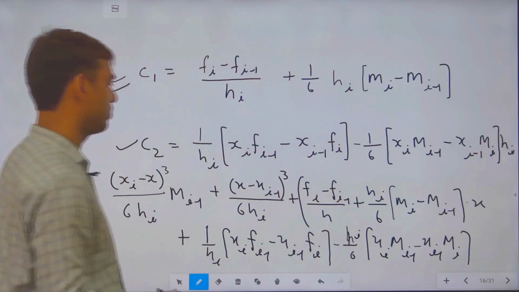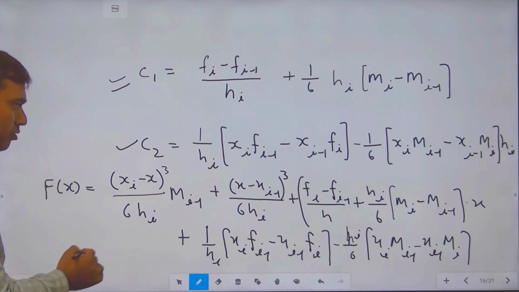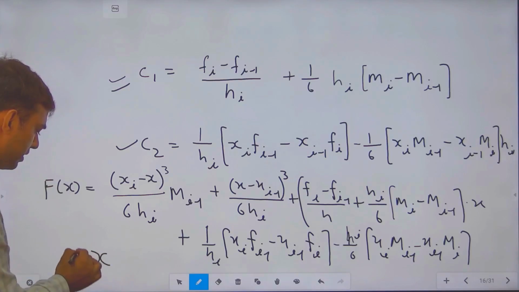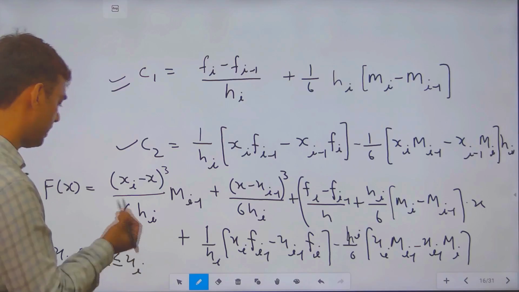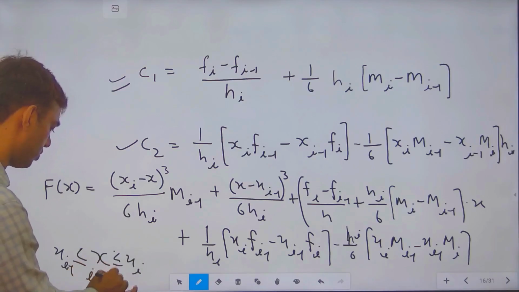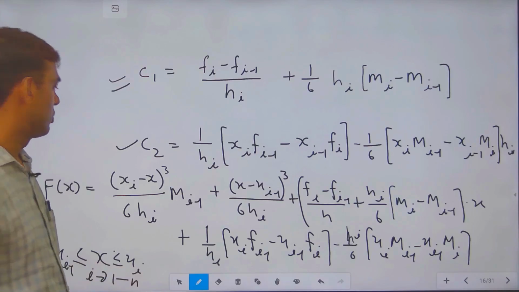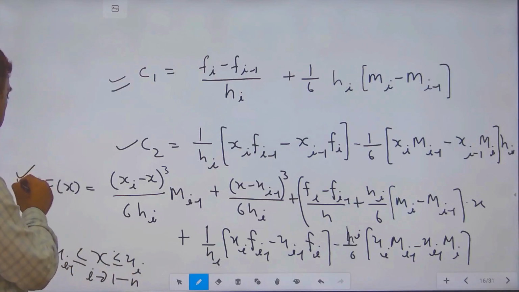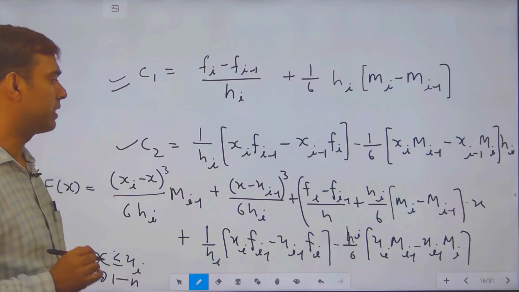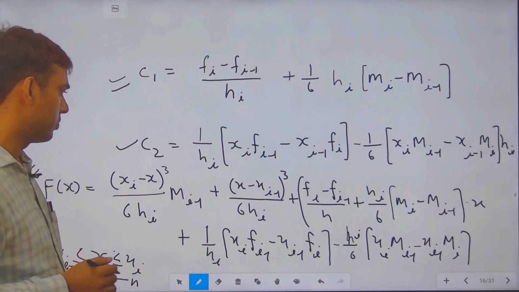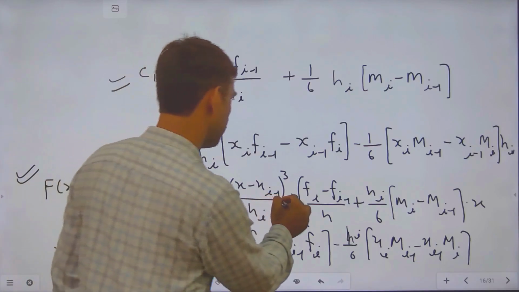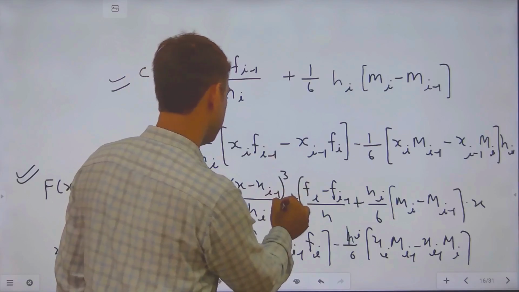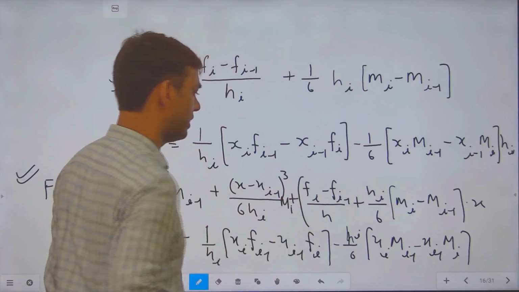This one is what? This one is f(x), and this is true for each class interval where x lies between x_{i-1} and x_i, and i ranges, obviously, from 1 to n. So this one is what? This is the cubic spline function for each class interval. If we write this in a simplified form, here I think M_i is missing, so here we write M_i.